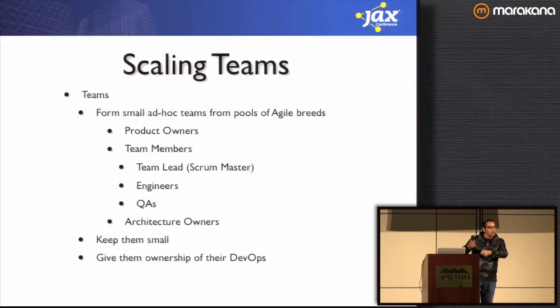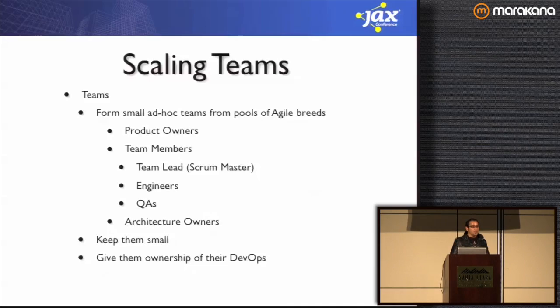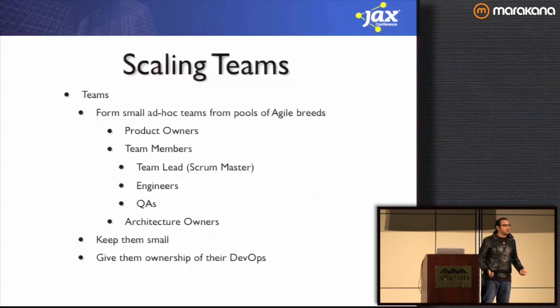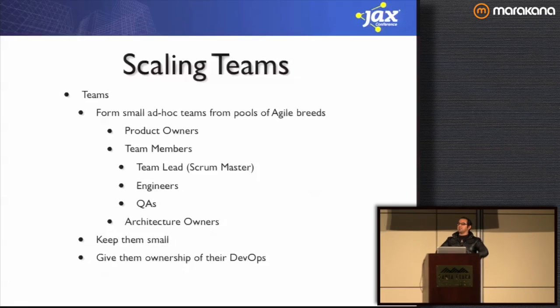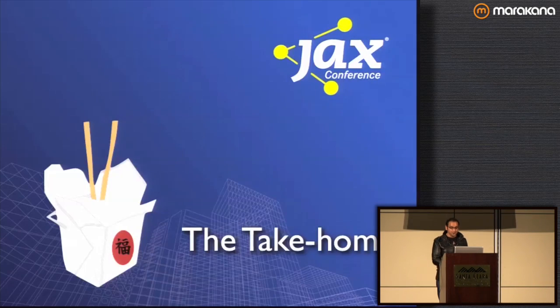You pull in four developers, one QA, one architect, and one product manager, and then throughout one sprint, you do something with them. You keep your teams small, and most importantly, you want to give them ownership of their DevOps. Each one of those teams is responsible not only for writing the code and testing the code, but actually deploying it to production. You want to enable them, give them database access and whatever it is, and they're the ones that babysit that particular piece of code until it graduates and becomes a part of the final production code.